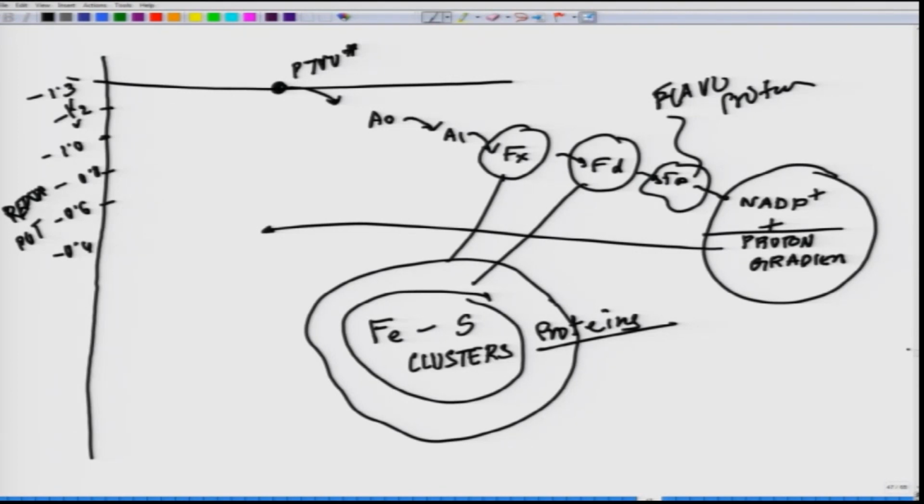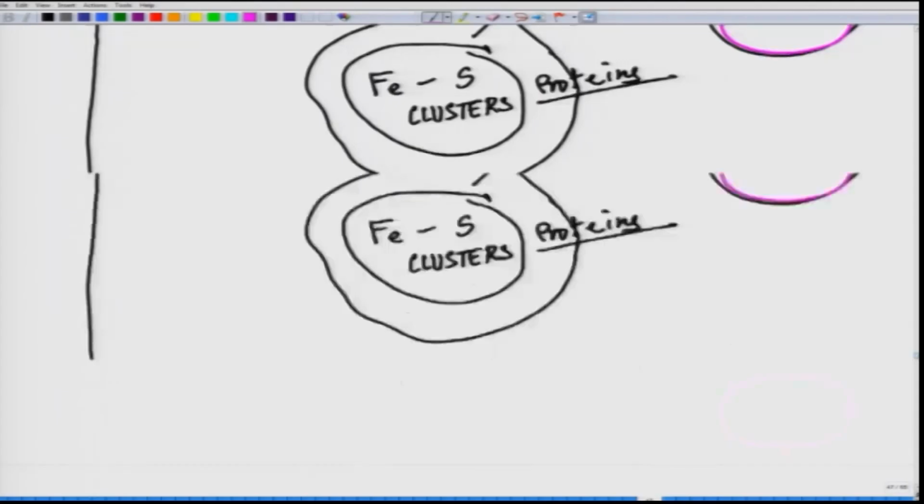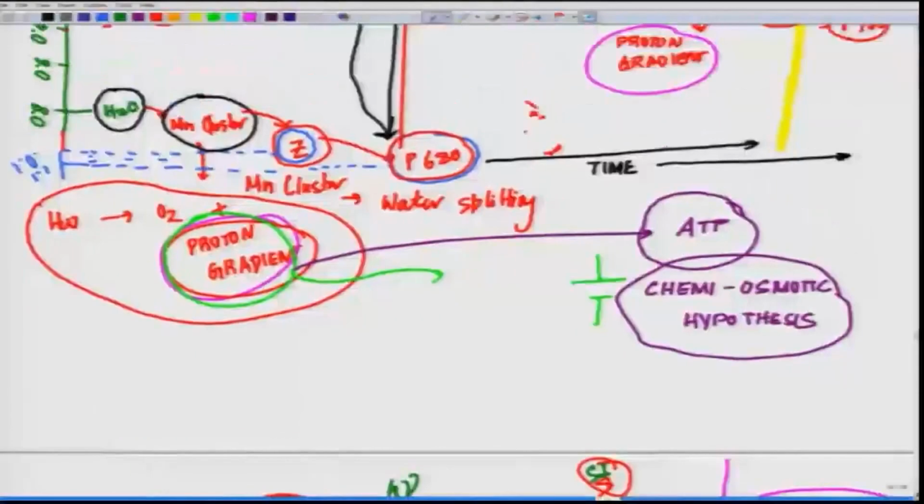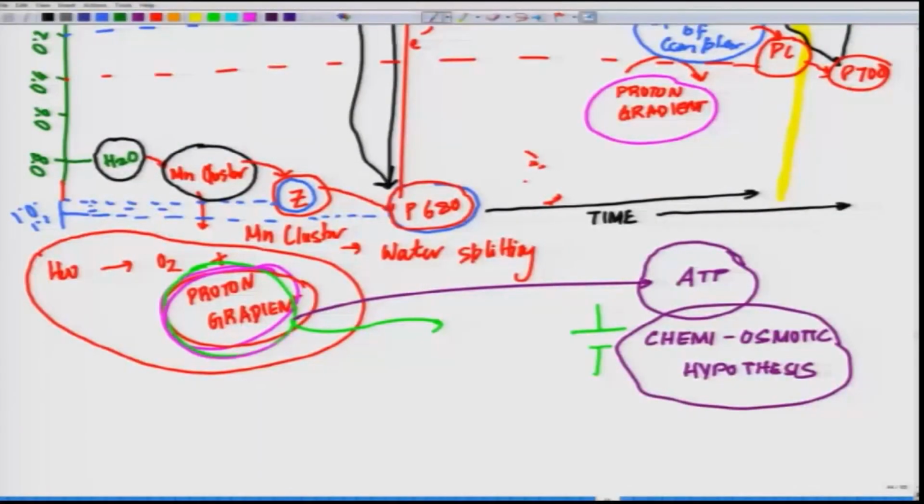So, there are 3 locations of proton gradient here: one gradient here, a second spot, and a third spot where you have a proton gradient. These are the 3 spots where a proton gradient is being created, and photosystem 1 generates NADPH by forming reduced ferredoxin, which is a powerful reductant.